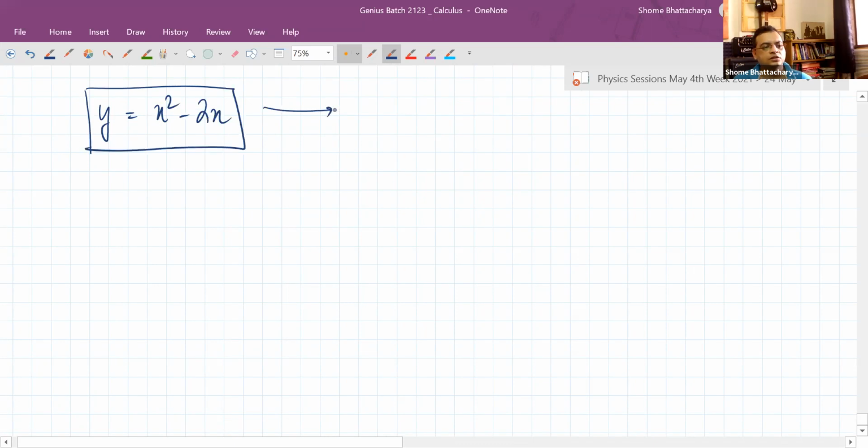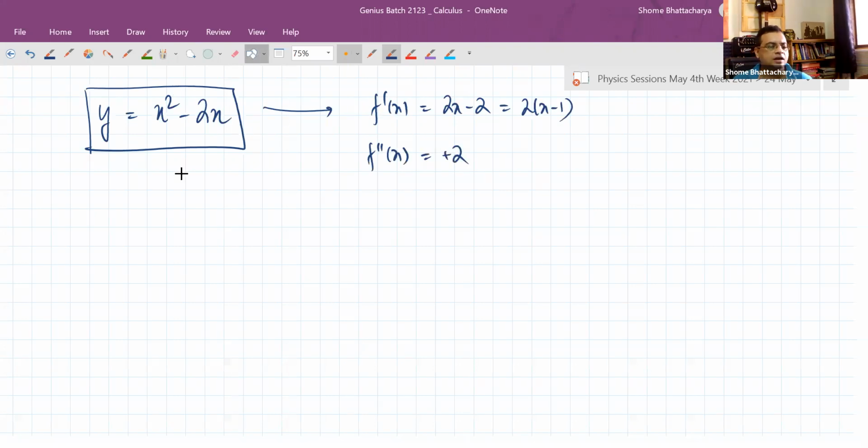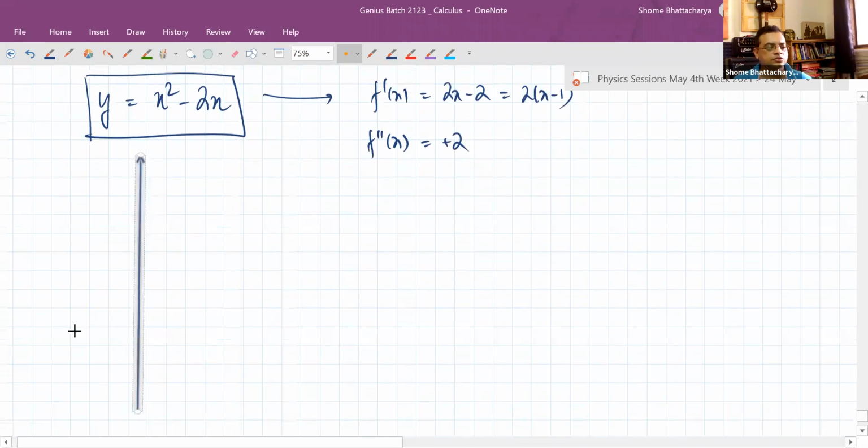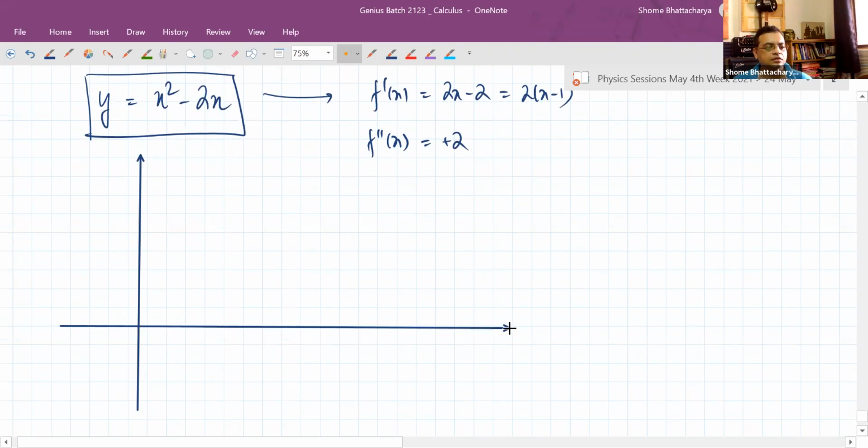What would happen to this one? Here the derivative would be 2x minus 2, and the second derivative would become plus 2. Now, if you think about the graph of this function, it's just the opposite of that one, because you just multiplied it with a minus sign. Earlier we had taken 2x minus x square, now we've taken x square minus 2. So I've just multiplied that function with a minus sign.